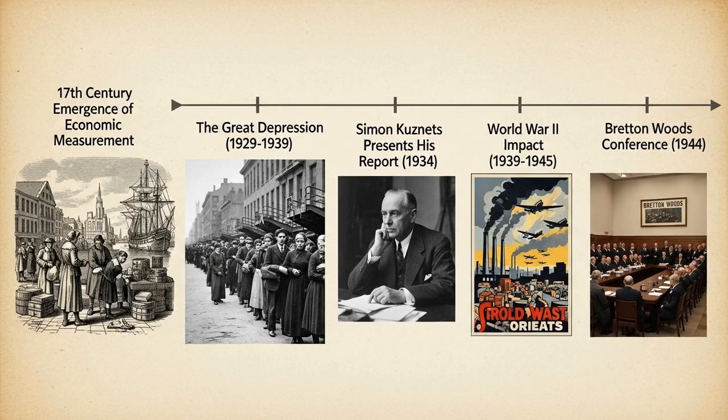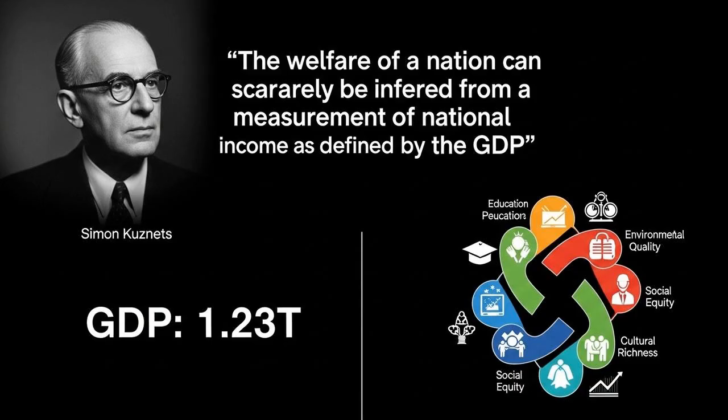Its use exploded during World War II, as nations needed to measure their productive capacity for the war effort. Then, at the 1944 Bretton Woods Conference, which established the post-war global economic order, GDP was cemented as the standard for measuring national economies. It became the ultimate symbol of progress, tracking the post-war economic booms in America, Germany, and France. But here's the fascinating part.